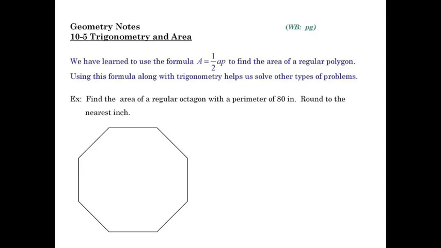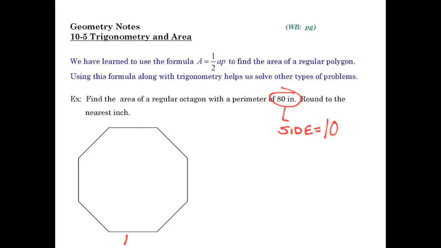Okay, so we're going to expand our area formula for a regular polygon. We've seen this before, 1/2 the apothem times the perimeter, but we've really only done it for polygons where we had a nice central angle, so using our 30, 60, 90 triangle. We're going to look at one where I have an octagon which has 8 sides and the perimeter of 80, which means the side length has to be 10.